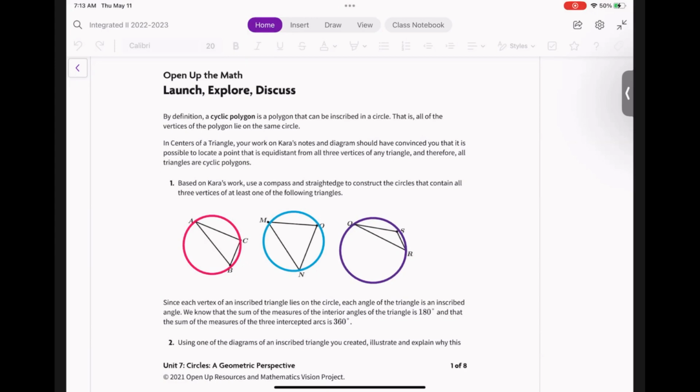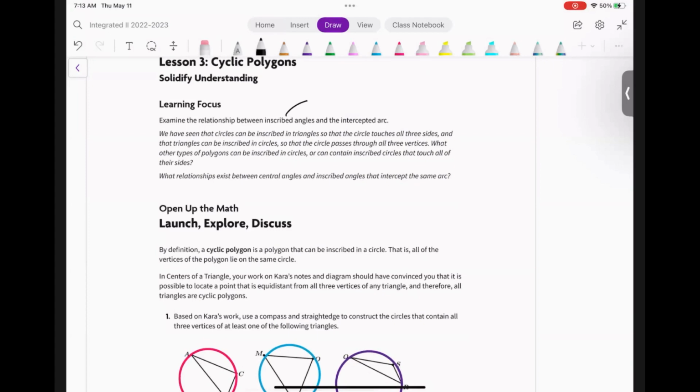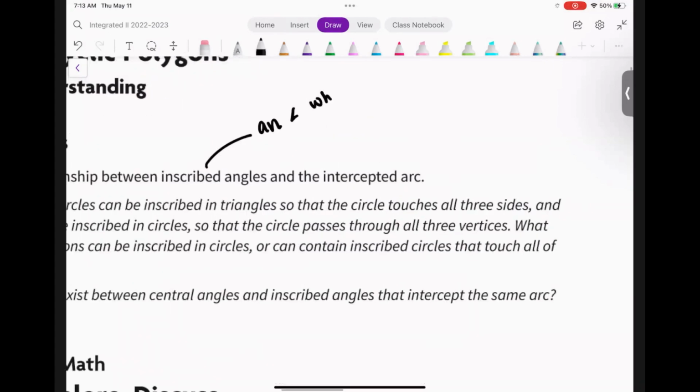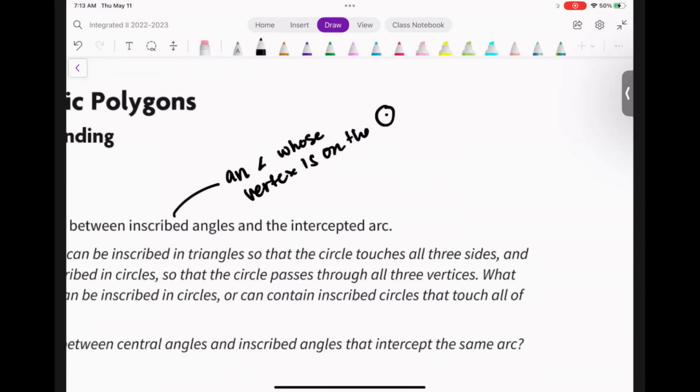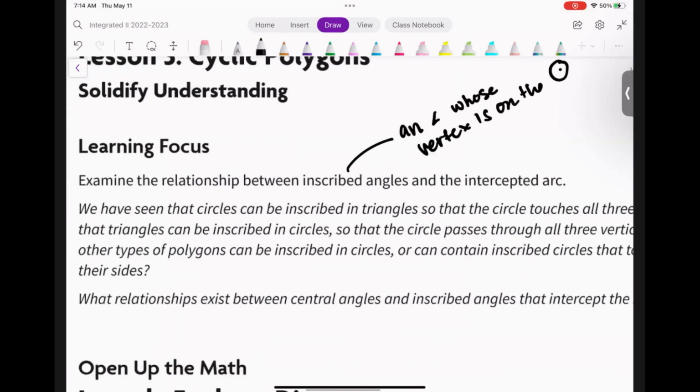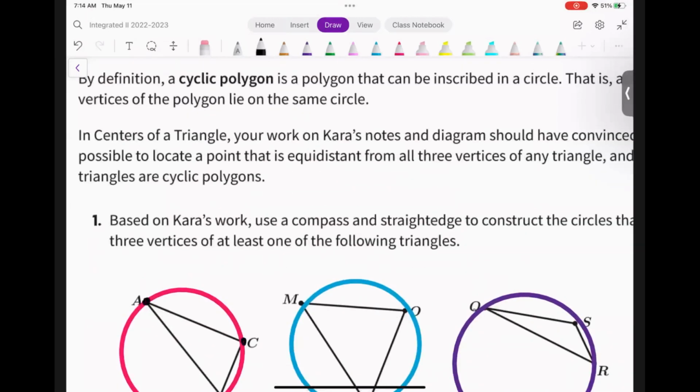Okay, and the whole point of that is we're going to build relationships with those angles and the intercepted arc. So, in case you don't know, they use the word inscribed angle, and this word here, inscribed angle, means an angle whose vertex is on the circle. I'm going to use my shorthand circle like this. Whenever you see an inscribed angle, I like calling them an onscribed angle because it's on the circle, meaning that each of these vertices here is actually on the circle.